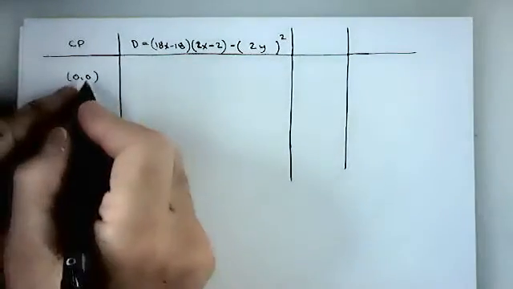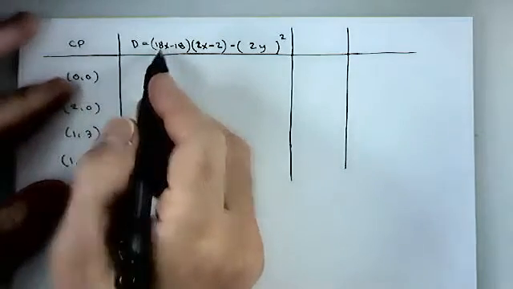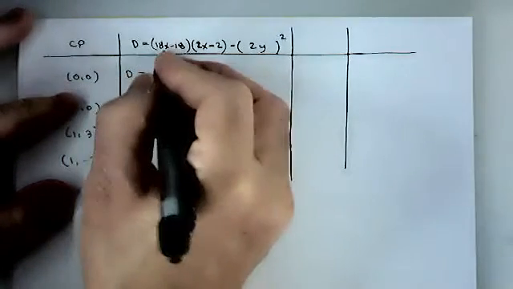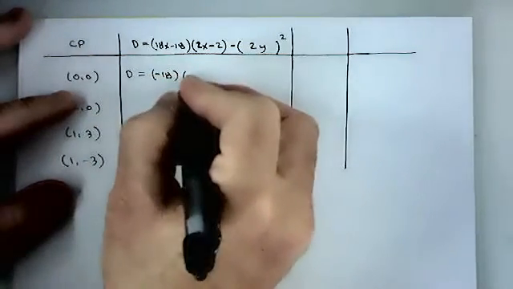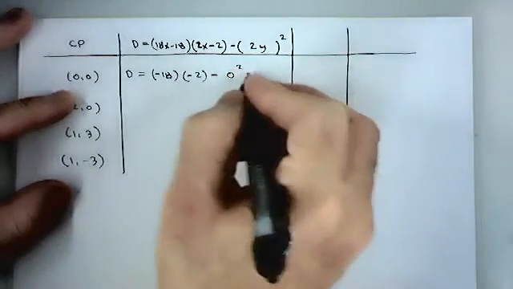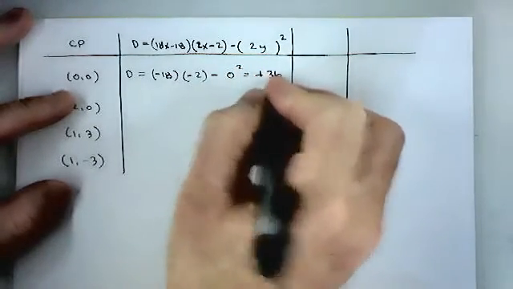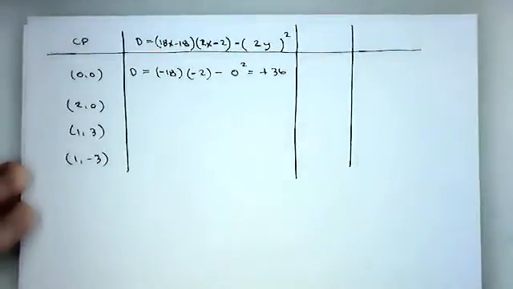Okay, so let's start with (0, 0), and then I'll tell you what these other two columns are for. You literally just run these through. If you plug in 0 for x, you're going to get negative 18 times negative 2 minus 0 squared. So you end up getting positive 36. The 36 isn't as important as the fact that this is positive.